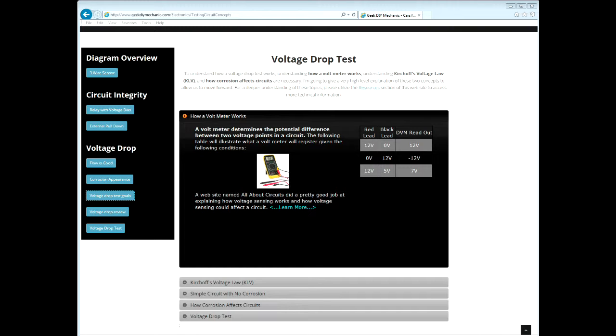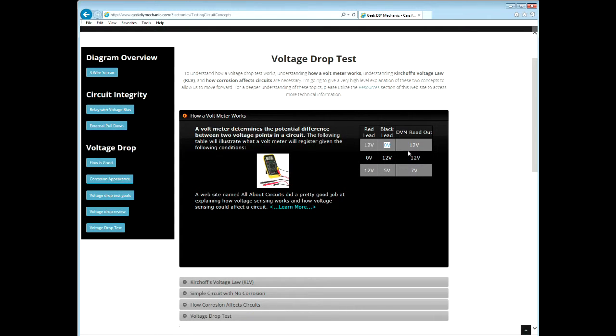The red probe is usually attached to the higher potential point in a circuit, and the black probe is usually attached to the lower potential point in a circuit. Let's review the following table to take the concept home. The first entry is an example of the DVM being connected between the positive and negative leads of a typical car battery. So this would be the positive post, and this would be, let's say, ground or the negative post. And since the potential difference between them is 12, the voltmeter will show 12.